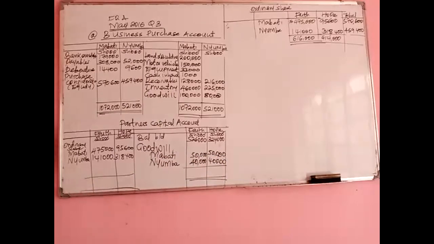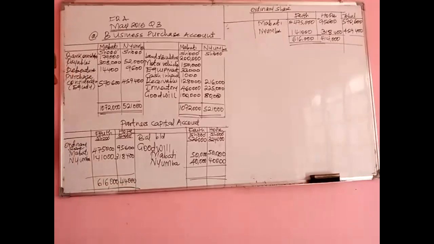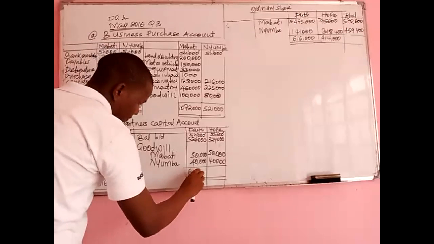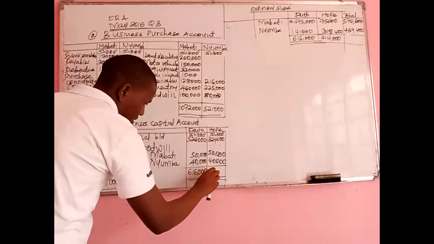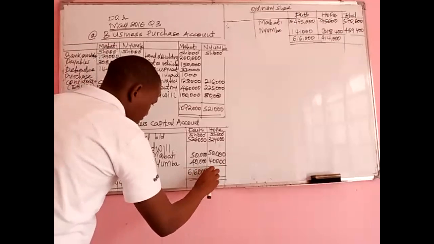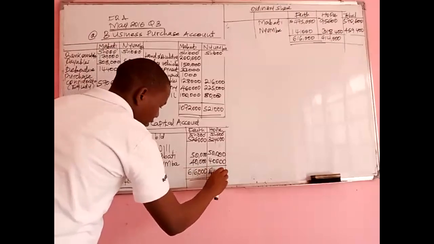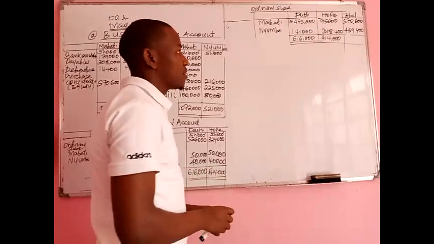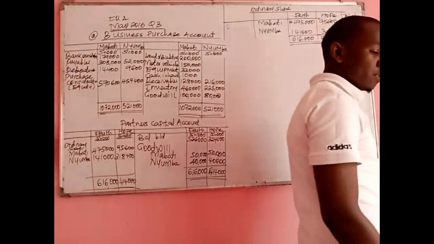I've said you have to value both of them. This is 616 before making shares value. This is also 414. They should be 1490, 616. This is 6, this is 4. Meaning their balances have been settled.